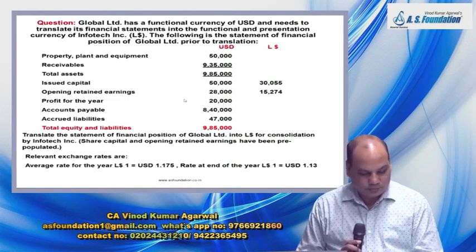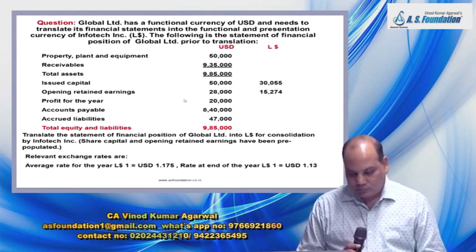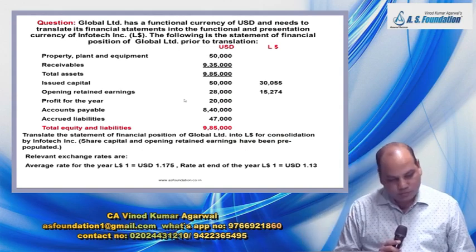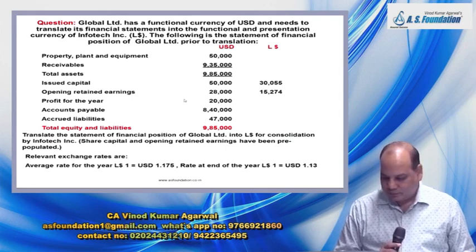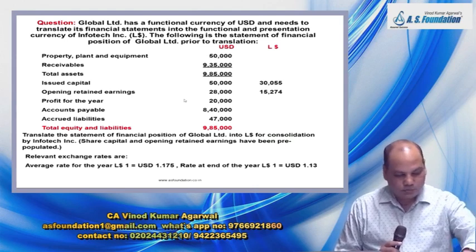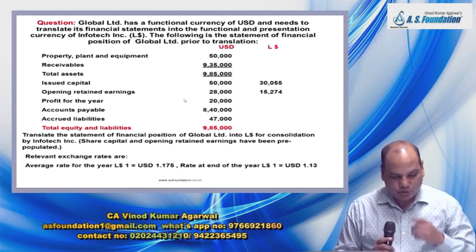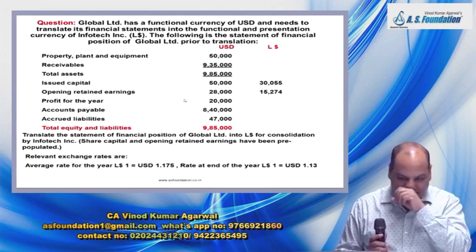Printed at the end. Question number. What is the question number? 35. Very easy problem because most of the things they have already done.